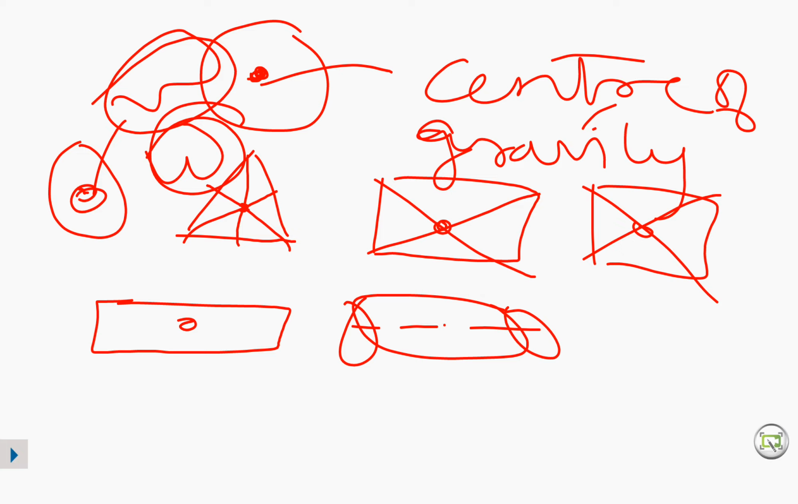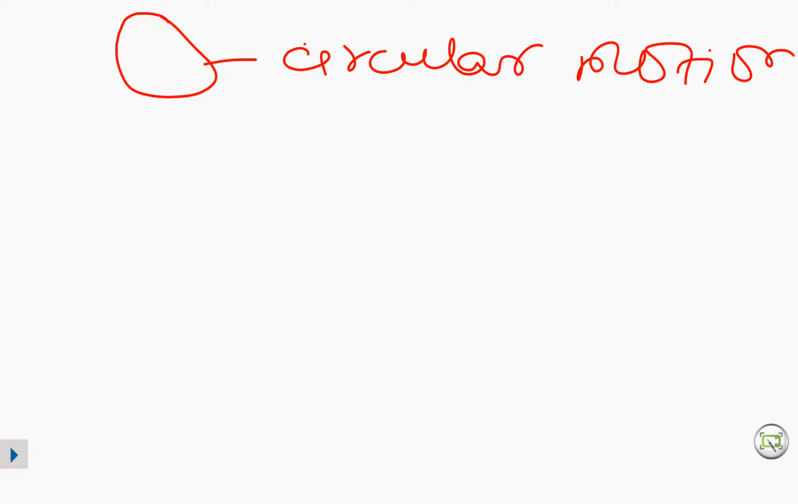Next is uniform circular motion. So what is circular motion? If an object rotates about its axis, this is called circular motion. The motion of an object around its axis or in a circular path is known as circular motion.